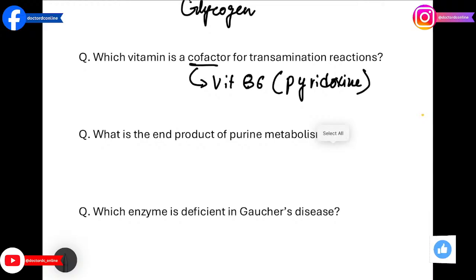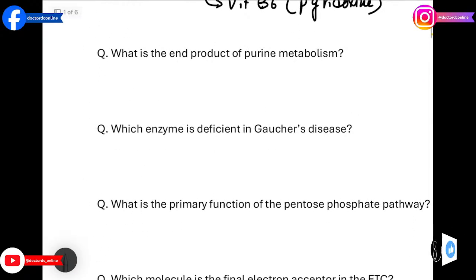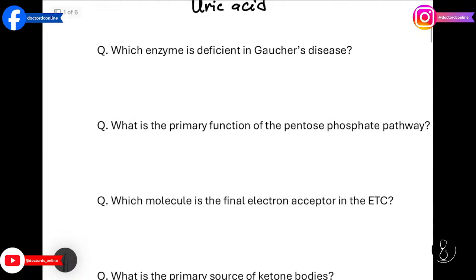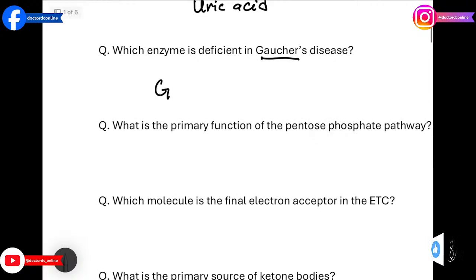The next question is, what is the end product of purine metabolism? And the answer is uric acid, because it is excreted by the kidney and excess causes gout. The next question is, which enzyme is deficient in Gaucher's disease? And the answer is glucocerebrosidase. This lysosomal enzyme deficiency causes glucocerebroside accumulation.